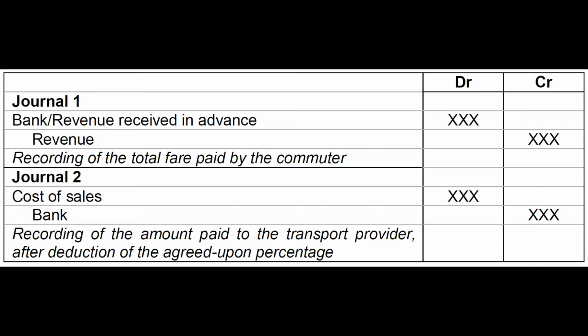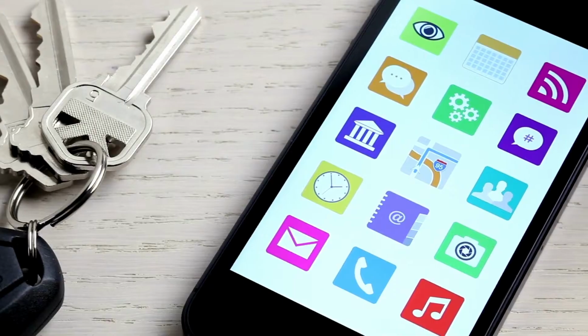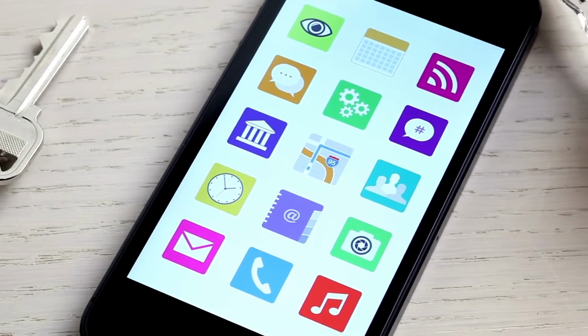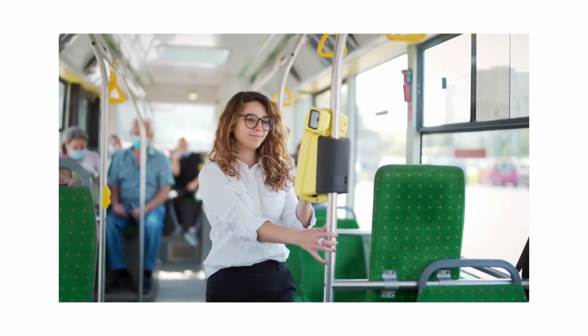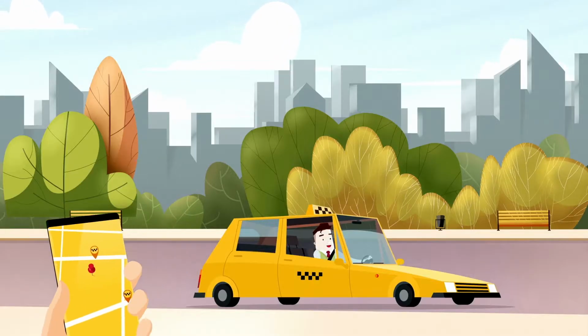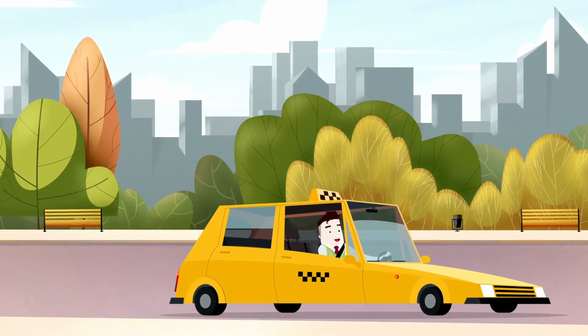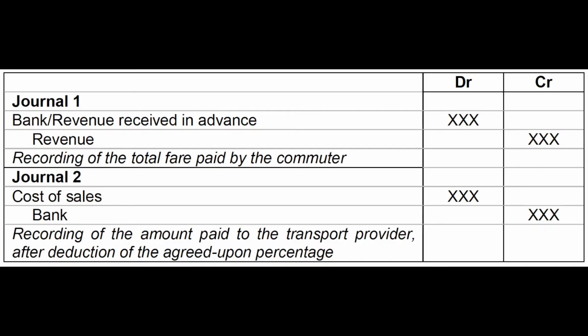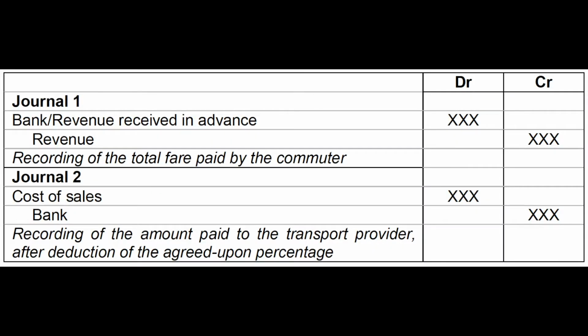And just to give you background on this transaction, there's an entity that provides a transport app, and they connect consumers with different transport providers. When consumers use the app, the money goes into this entity's bank account. Hence, we see their debit bank. But when they receive this money, they then credit revenue immediately, even though they're not the ones providing the service. And any amounts that they actually have to pay over to the actual service providers, they then treat as cost of sales.